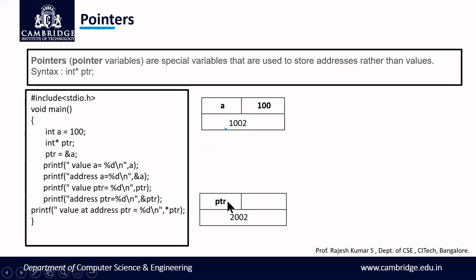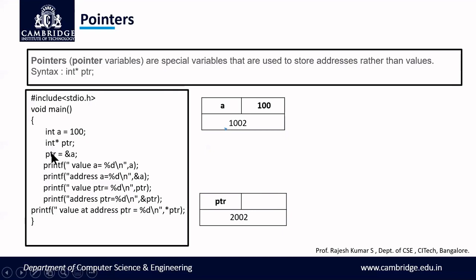Now ptr is a pointer. Again, a pointer will have its own address. There is no value assigned to the pointer initially, so I have not written anything. Just int *ptr means ptr is a pointer which has got its own address and the space where it can store something.